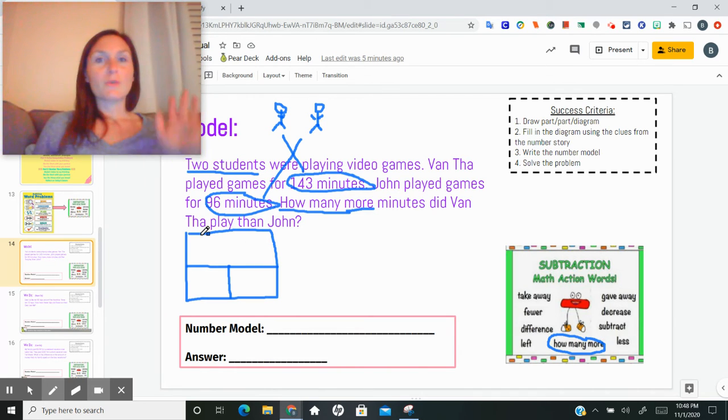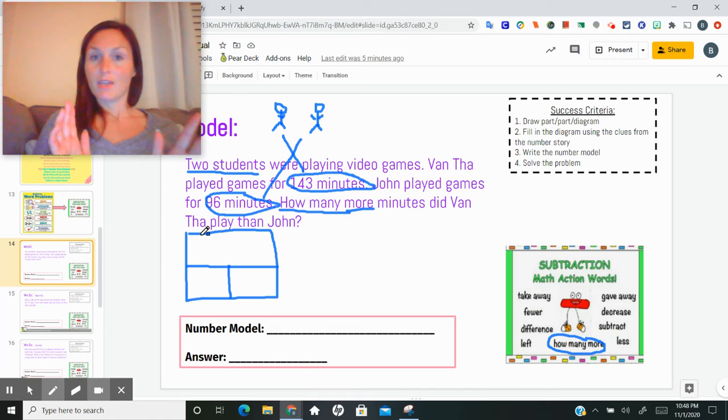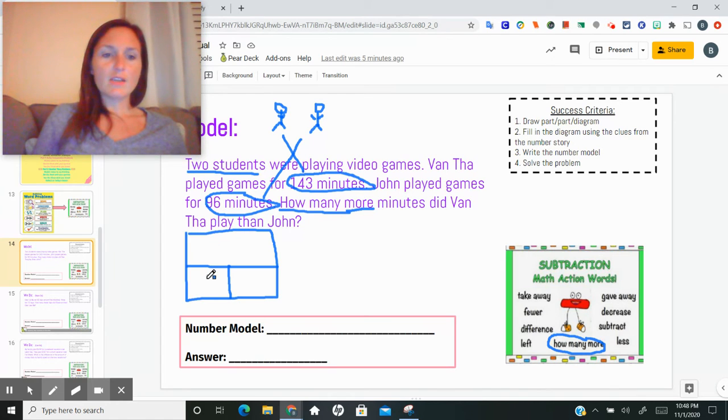Yes. Okay, so this is where the part total can get tricky. Because we know there's 2 students, so you think, well, those are going to be the 2 parts. But here, we're not trying to figure out how many they have together. Here, we're trying to say that Fanta has the most. He has the total number. So his number of minutes that he's played goes here. And John's minutes go here.